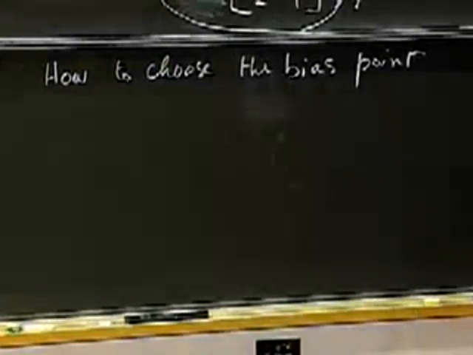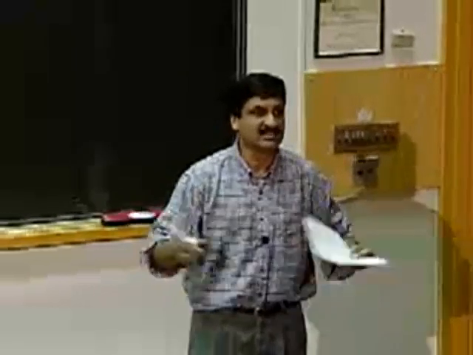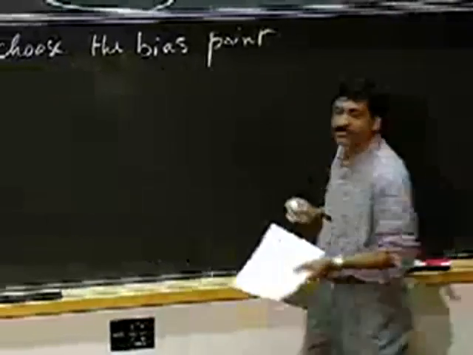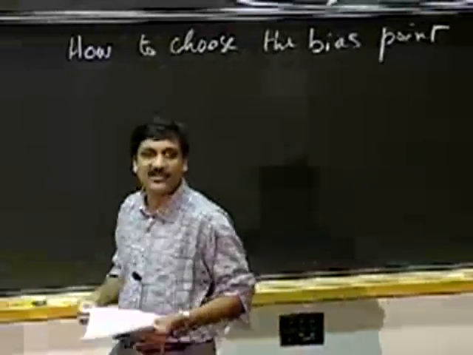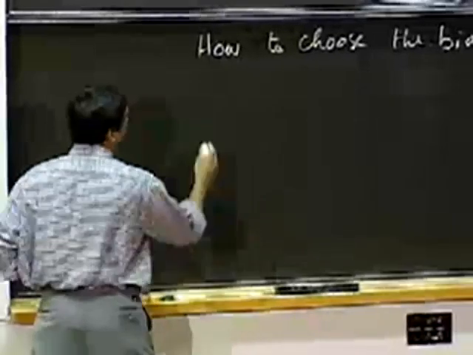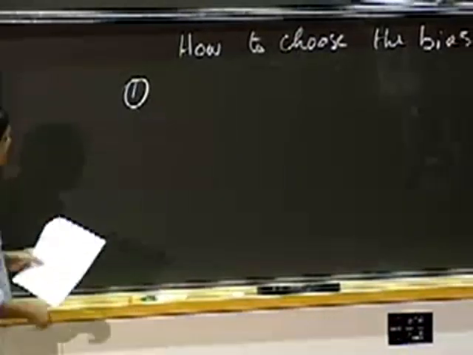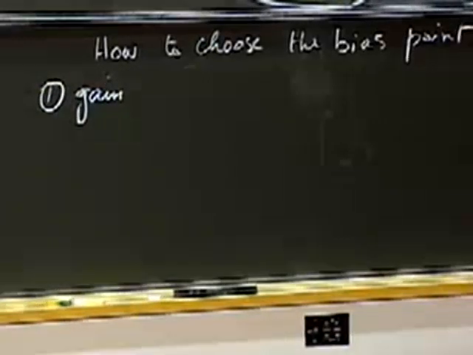Now, if you're designing an amplifier, you ask me the question, how do I choose 2 small amplifiers versus one big amplifier, that sort of stuff. So it boils down to how do you choose the bias point? How do you choose Vi? How do you choose RL? And so on. So what I'd like to do is touch upon some of these things. First of all, gain, or the amplification.